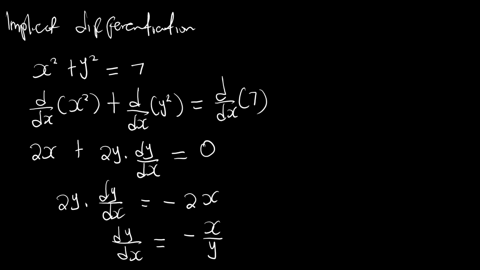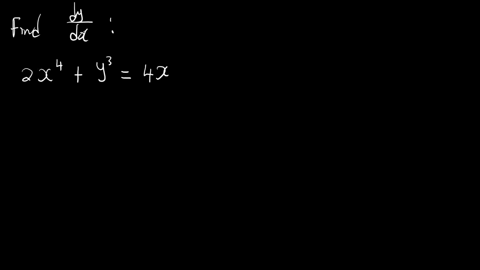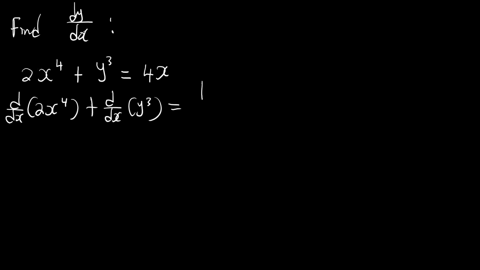Again, we can have this example, this question: 2x to the exponent of 4 plus y cubed is equal to 4x. So let's apply implicit differentiation. The first thing is to differentiate every term that we are having there. So I'll start with the derivative of 2x to the exponent of 4, plus the derivative of y cubed, is equal to the derivative of 4x.